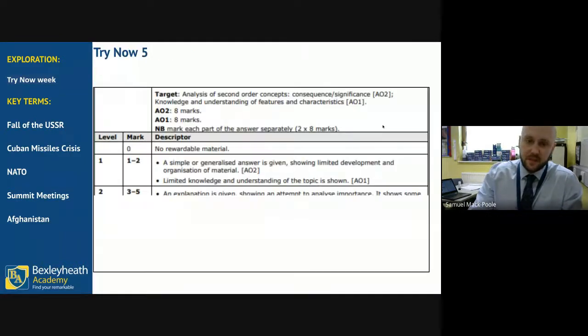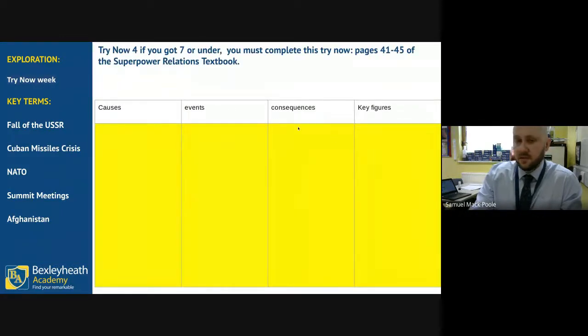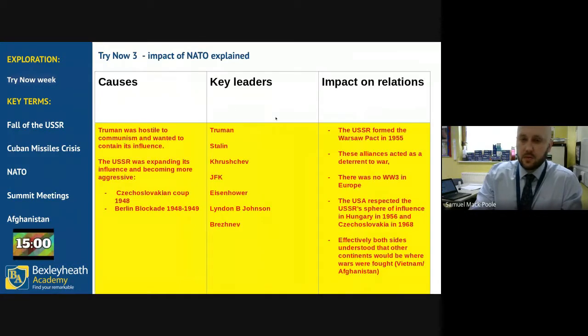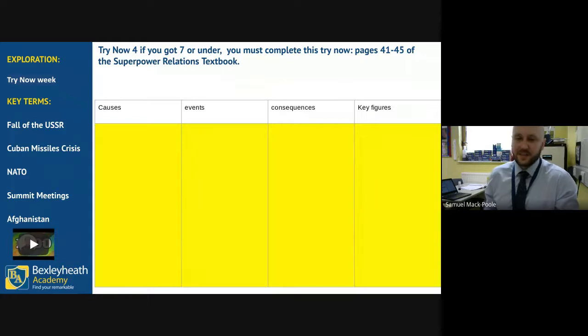Now, I believe that you should be able to add a lot more detail to your assessments in red pen. I'd also like you to fill out that grid of causes, events, consequences, and key figures. You can also access your textbook pages 41 to 45. And if you want to do a bit of research, I'm sure there'll be something on BBC Bitesize too. But you can do that as independent research as a challenge if you'd like to.